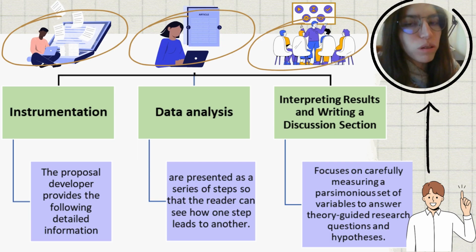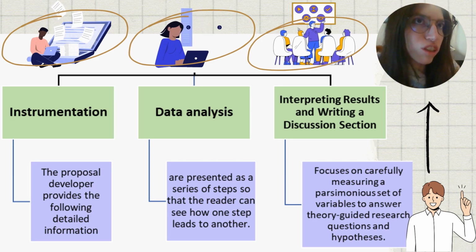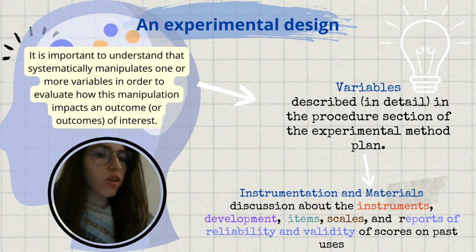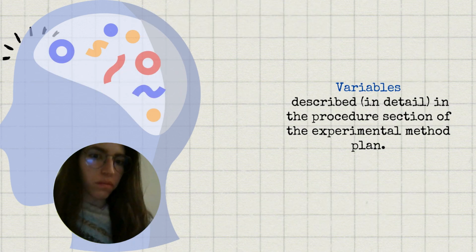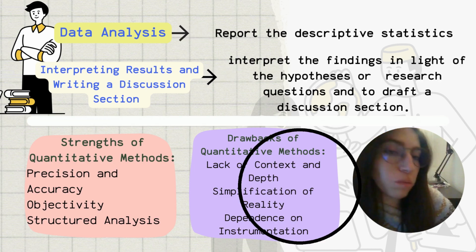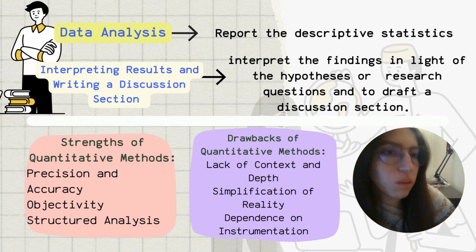To answer theory-guided research questions and hypotheses, a set of variables are carefully measured, and one or more variables must be systematically manipulated in order to evaluate how this impacts an outcome of interest. Variables are described in the procedure section of the experimental method plan. Descriptive statistics must be reported. Finally, the findings of the hypothesis or research questions must be interpreted and a discussion section written.